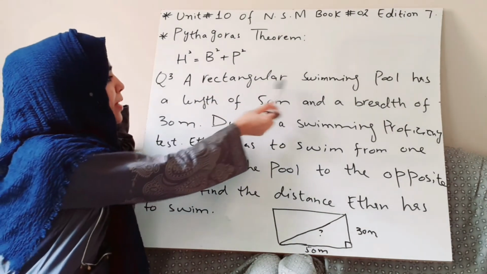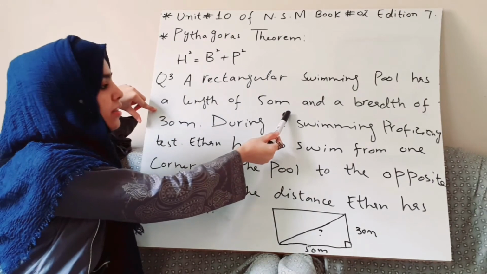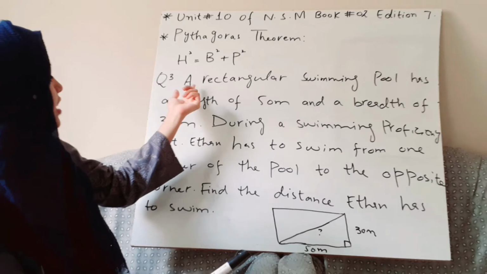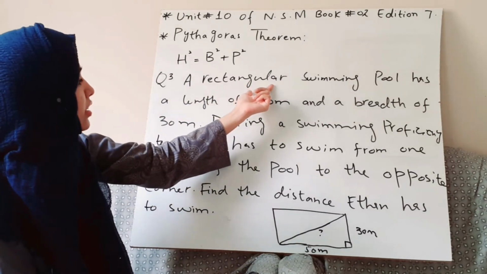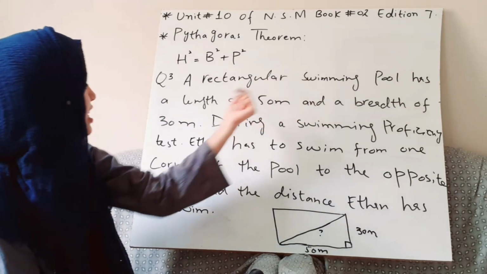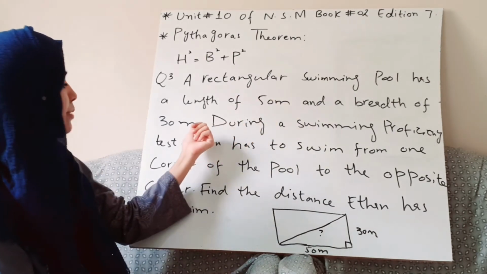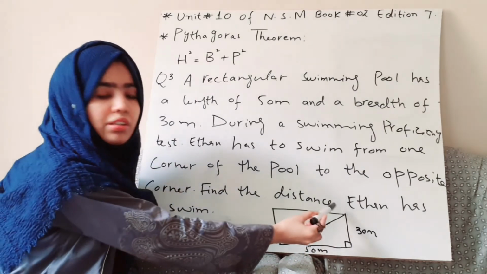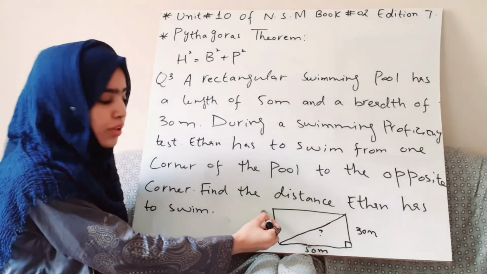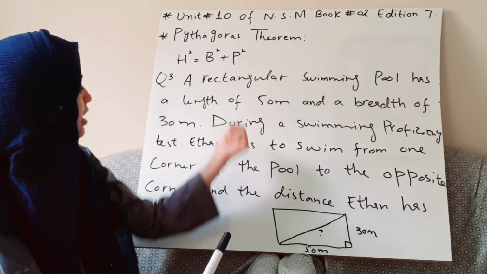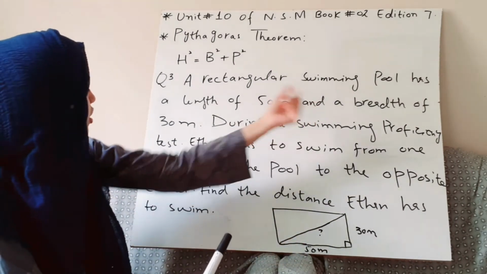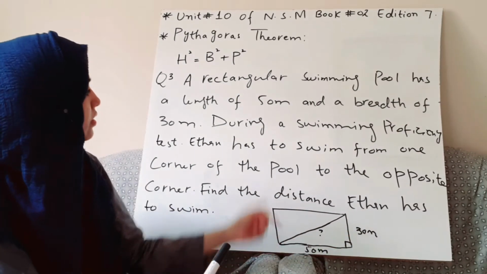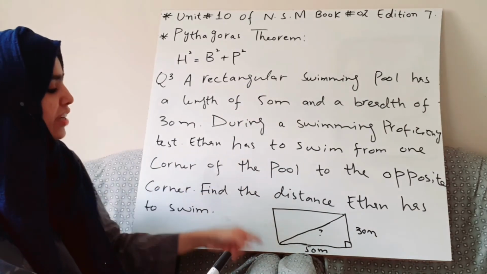A rectangular swimming pool has a length of 50 meter and a breadth of 30 meter. So in the first sentence they are talking about a rectangular swimming pool, and they are saying the length of this is 50 meter and the breadth of this is 30 meter. We have been given the breadth and length of the rectangular swimming pool.